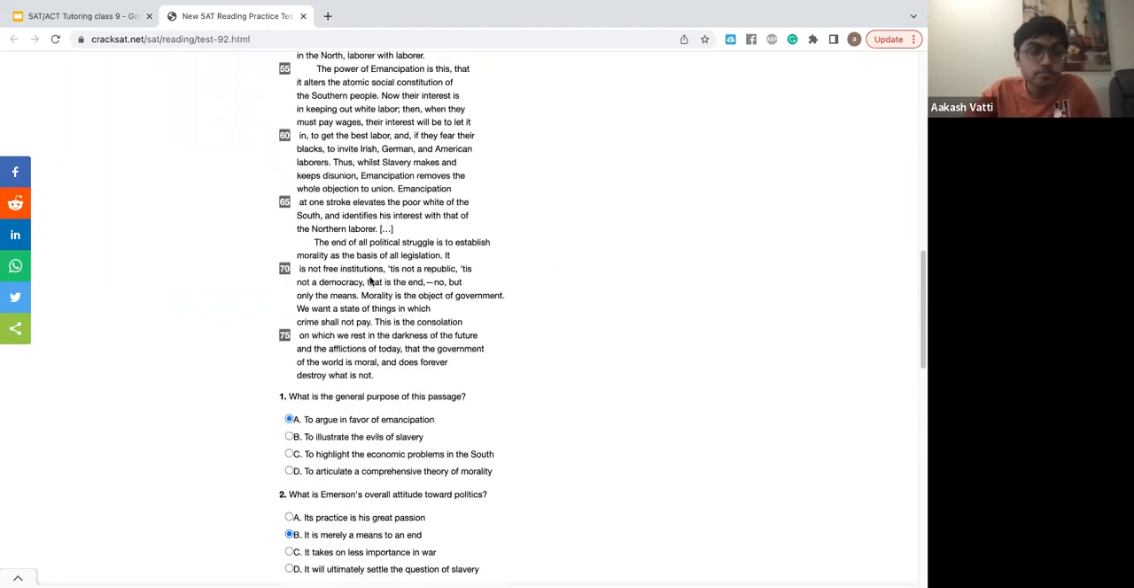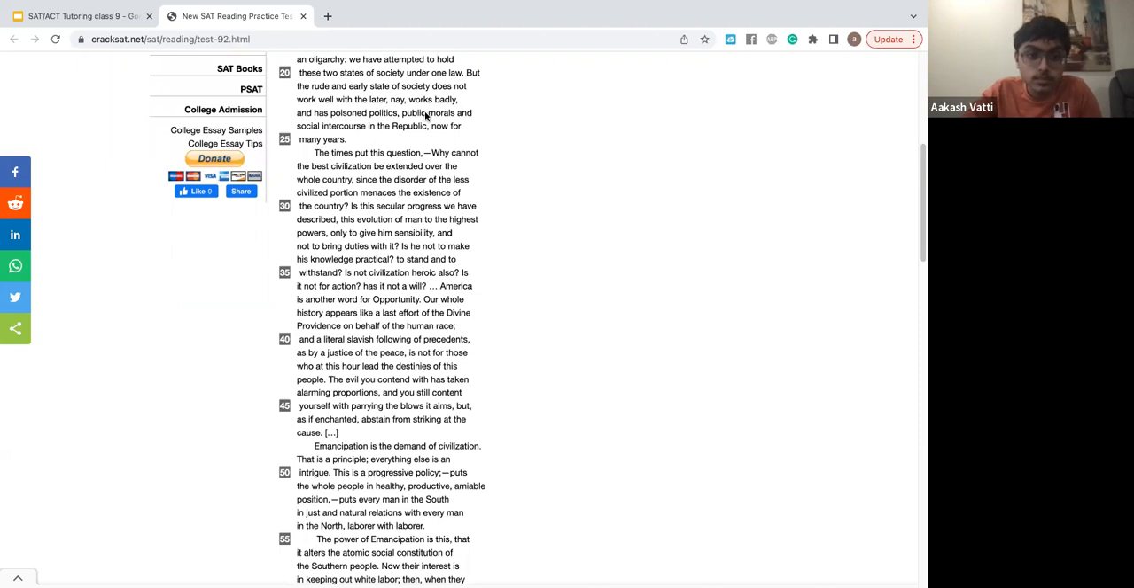37 to 39 is right here. "America is another word for opportunity. Our whole history appears like the last effort of a divine providence on behalf of the human race." That again doesn't mention politics at all, and straight from that, we can immediately cross it out. So it isn't B.